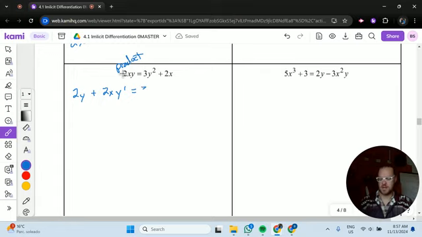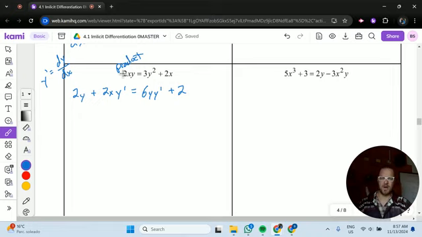This is going to be 6y prime, because again, I'm taking the derivative of y, not x. And then this is just 2, because I don't need to show that I'm taking the derivative of x, because that's what we're solving for, dy/dx. And again, that's just because in this case, we're saying that y prime is equal to dy/dx, okay?